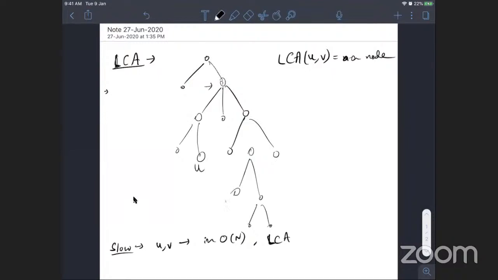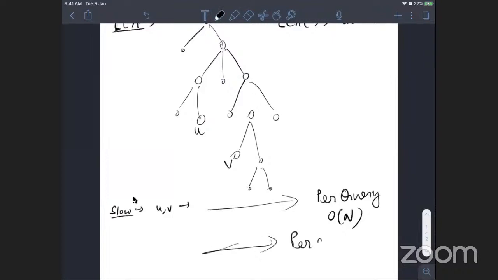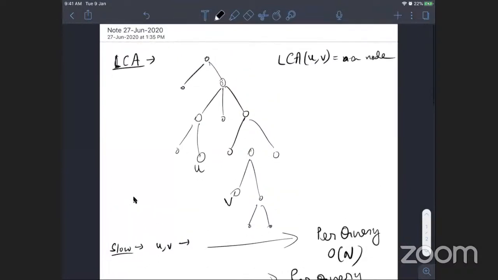This was U, this was V. For the slow method, in either method, you first have to do a DFS on the tree and get some information about the tree. Then this slow method is O(n) per query. That's the slow method. And the fast method is O(log n) per query, so that's what we'll be aiming for. But we'll first go through the slow method so that you at least understand it.